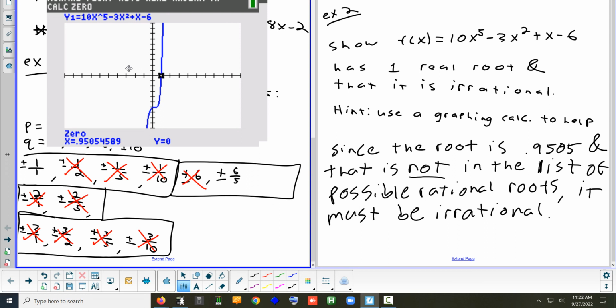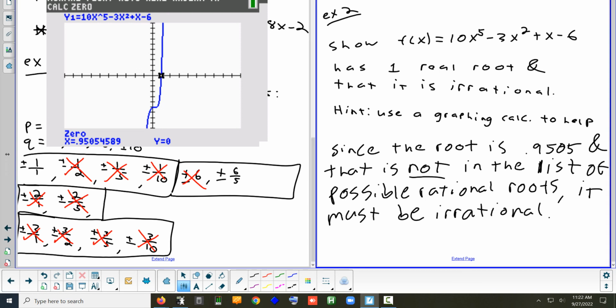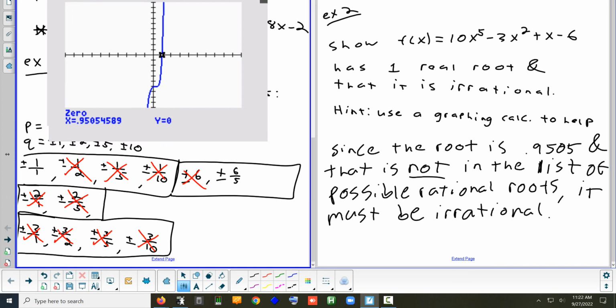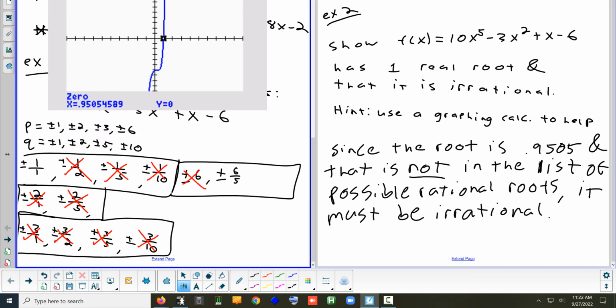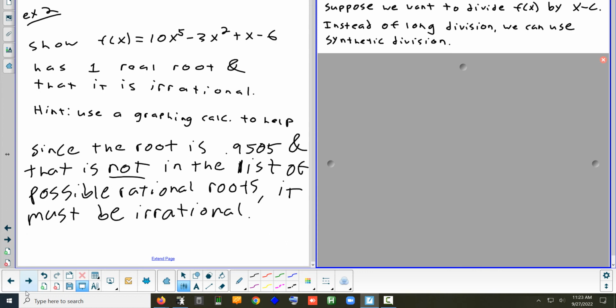Okay. Any question on this one? Now this was a big one. That's a lot of possible rational roots. Usually you don't have that many factors for P and Q. You might have like 2 and 2, or 2 and 3, but 4 and 4 is a lot. That's a pretty big one.